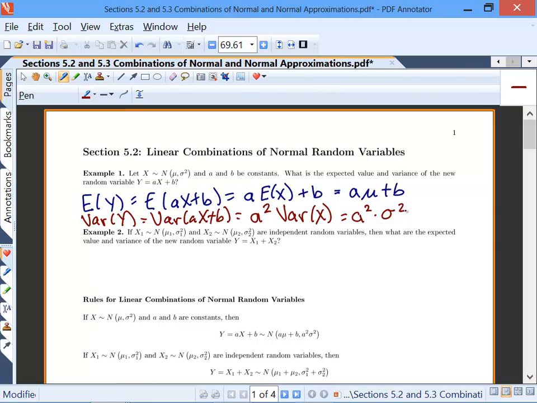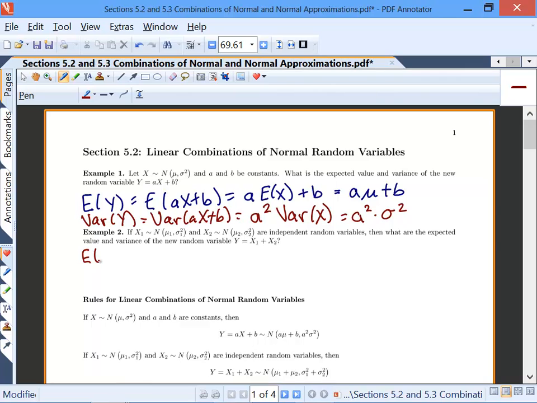So example 2 says if X1 is distributed normally with a mean of mu1 and a variance of sigma 1 squared, and X2 is normally distributed with a mean of mu2 and a variance of sigma 2 squared, with the 2 on it to tell us it's our second random variable. If they are independent random variables, then what are the expected value and variance of the new random variable Y equals X1 plus X2?